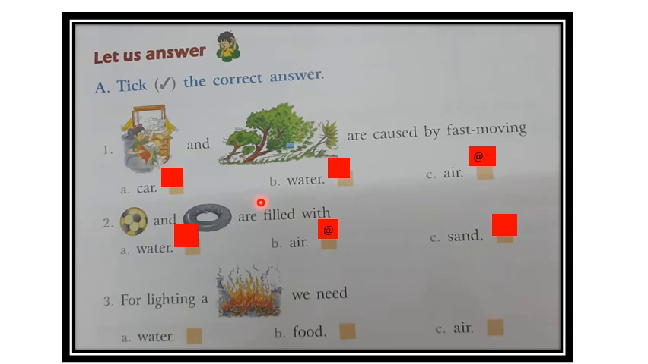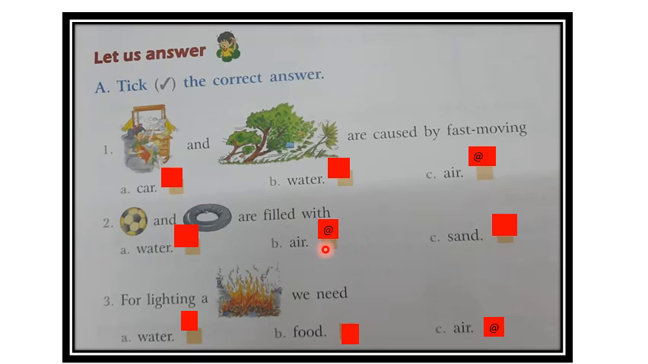Okay. Now, number 3. For lighting a fire, we need water. We need food. We need, yes, air. So the right answer is air. Put a tick mark on air. Very good. You have done. So the first answer is C, air. You have to put a tick mark in C, air.